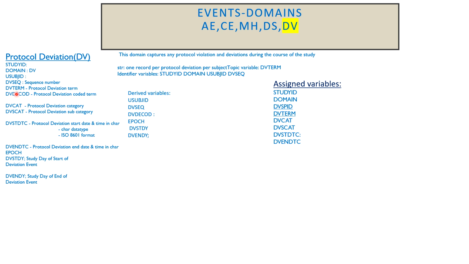So in the DV domain, these are the variables: study ID, domain, unique subject ID, sequence number, term, code, category, subcategory, start date of deviation, end date of deviation, epoch, and study day, end day. The derived values will be unique subject ID, sequence number, decode, epoch, and study day, end day. The assigned variables will be study ID, domain, sponsor ID, DV term, category, subcategory, and start date, end date. So these are the assigned variables and these are the derived variables, similar to the previous domain variables, right? So code also will be the same. Okay. Thank you.